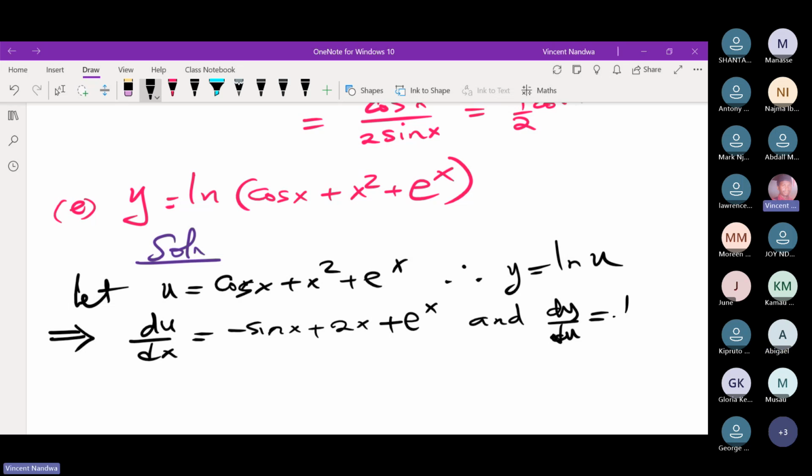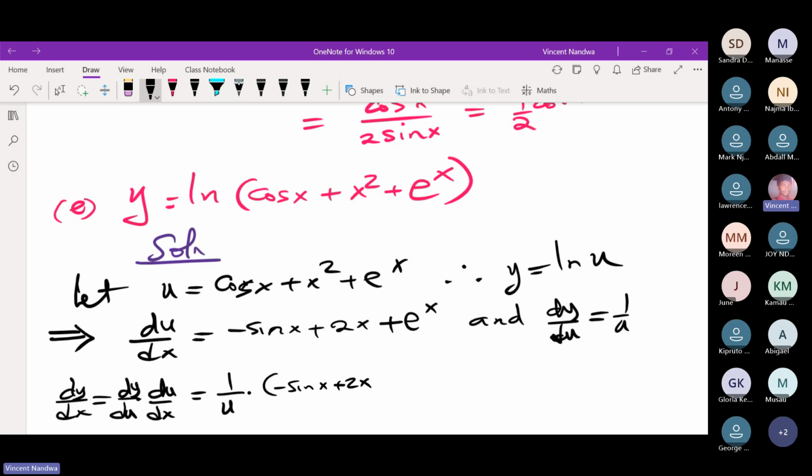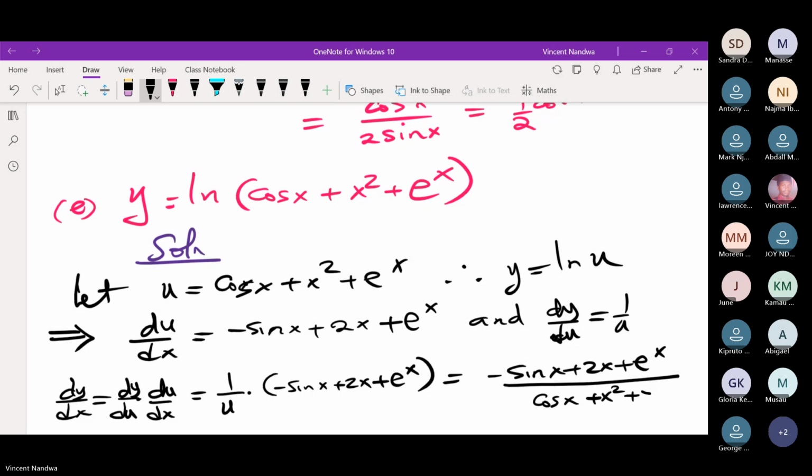is 1 over u. So by chain rule, dy dx is dy du times du dx. So dy du is 1 over u times du dx, which is negative sine x plus 2x plus e power x. So this will just be negative sine x plus 2x plus e power x divided by cos x plus x squared plus e power x. So that would be the answer.